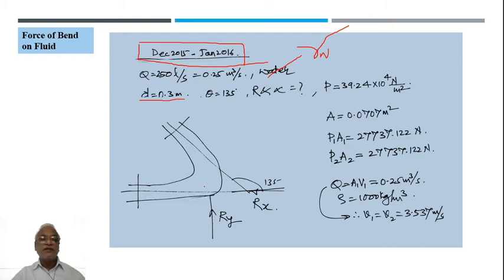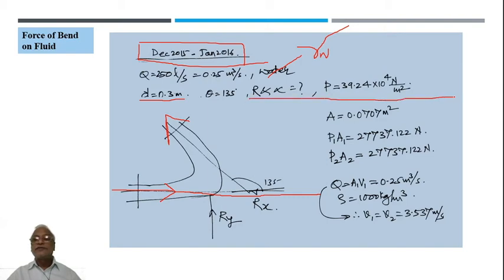The deflection angle here: originally the flow was going this way, now it has changed its direction and is going this way. That's why it is 135. R and alpha mean the force on the bend, or off the bend on the fluid, and its direction. The pressure is equal to 39.24 into 10 raised to 4 newton per meter square. It is mentioned. All this is data now.